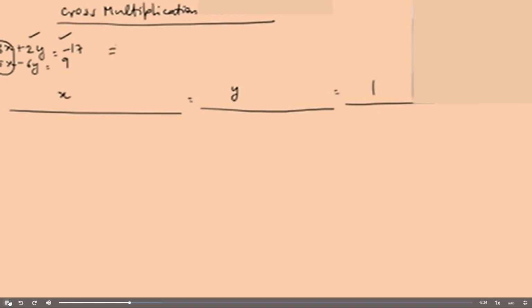Before that, we would have to convert the equations like this: 3x plus 2y plus 17 equals 0, 5x minus 6y minus 9 equals 0. In any case of cross multiplication, we have to bring it to this format so that it would be equal to 0. All the constants should come on the left hand side along with the variables. So x variable, y variable, and the constant. So once I have done that, let me first take the x aspect.